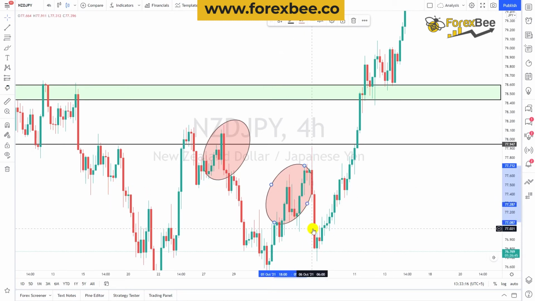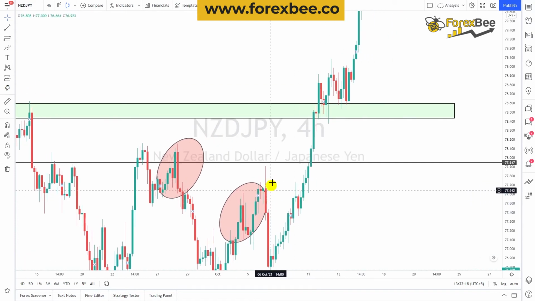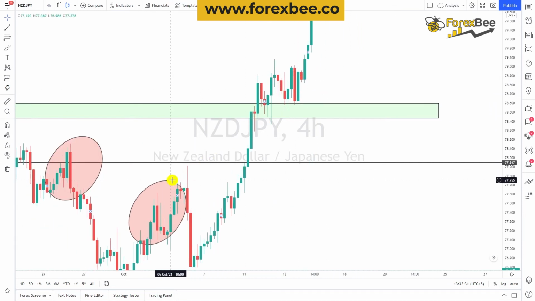So what happened? And in a similar manner, we can also see the formation of a bearish engulfing candle at this level. Here we can see the first candle is bullish, and then the second candle is totally engulfing the first candle. So this is also a bearish engulfing candlestick pattern. Let me just highlight this.